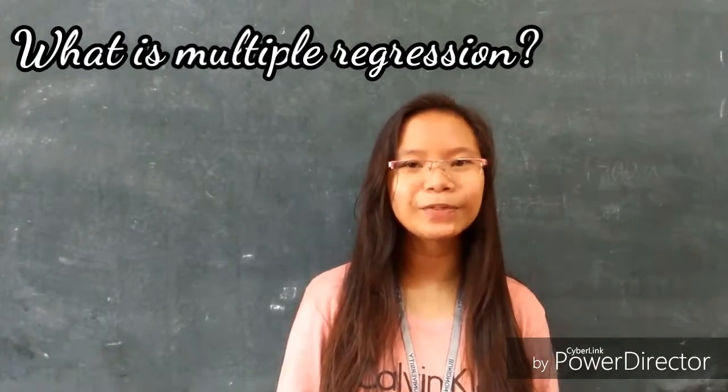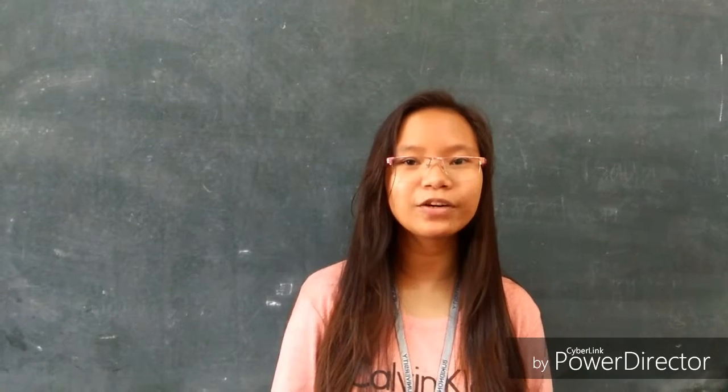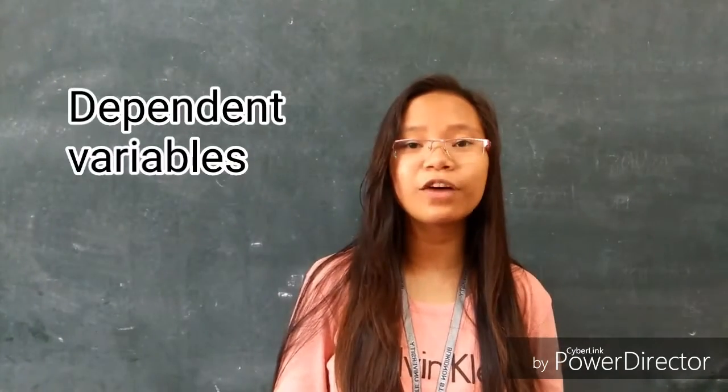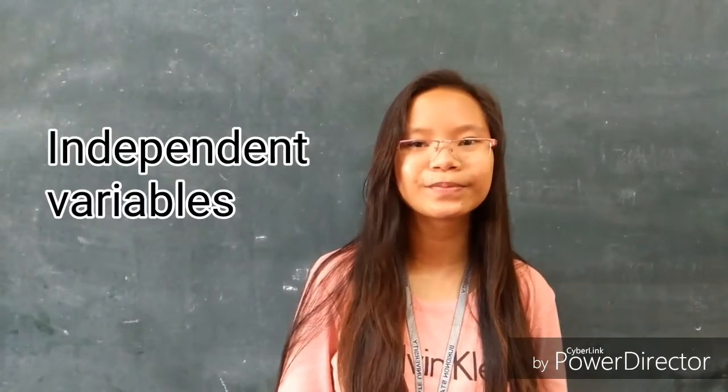What is multiple regression? Multiple regression is an extension of simple linear regression. It is used when we want to predict the value of a variable based on the value of two or more other variables. The variable we want to predict is called the dependent variable, while the variables we are using to predict the value of the dependent variable are called the independent variables.